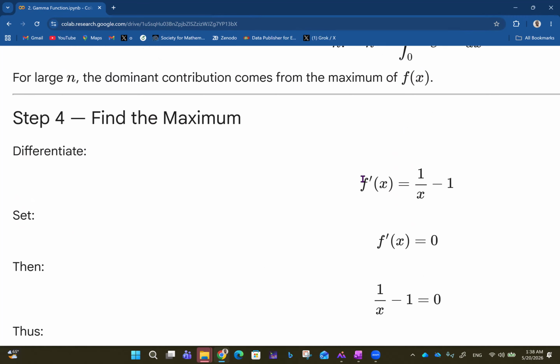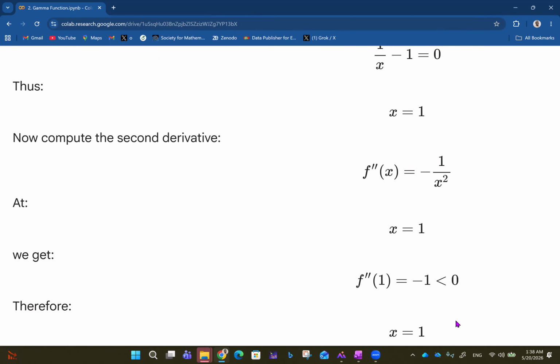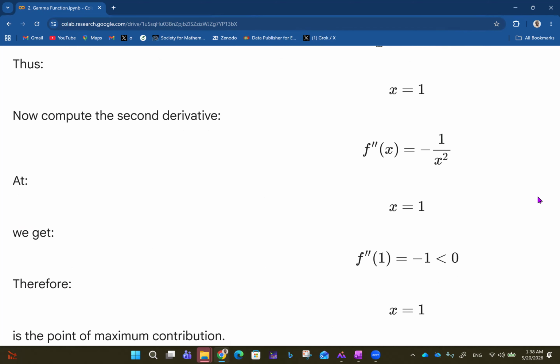So to find the maximum, we equate this to 0. So we have 1 over x minus 1 equals 0. If you multiply through by x, that's 1 minus x equals 0, which means x is equal to 1. If you compute the second derivative, that's minus 1 over x squared. Evaluating at x equals 1, we get f double prime of 1 equals minus 1, which is less than 0. That shows it's a maximum point.